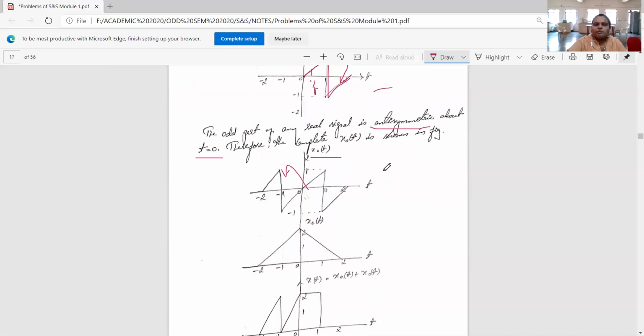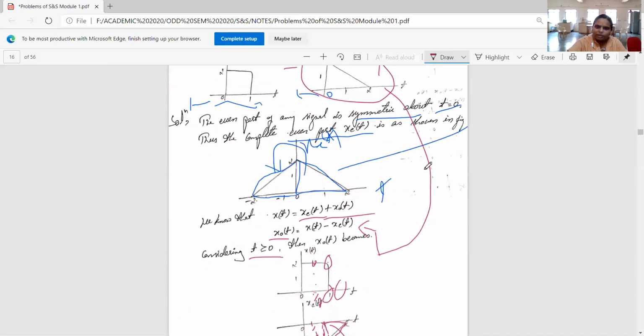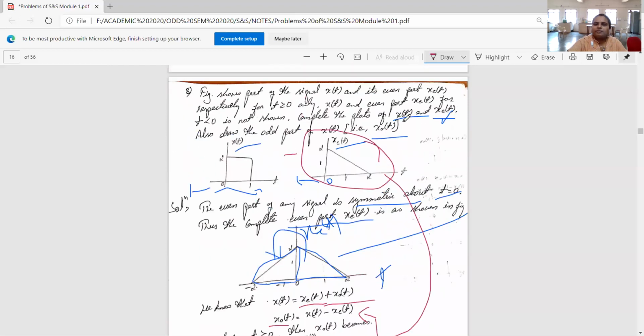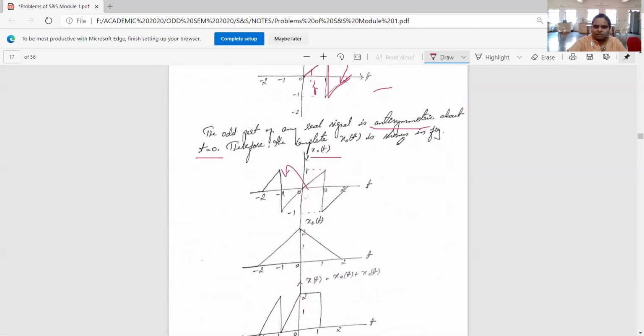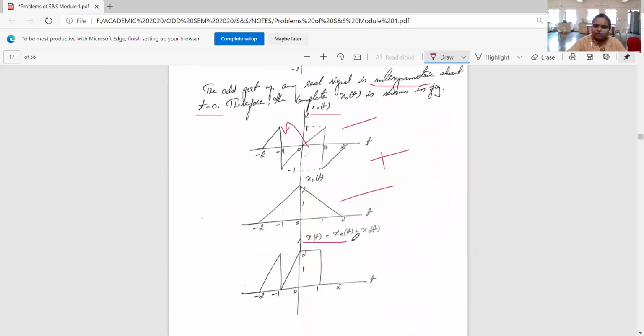Then what you have to do, we have to find what our x of t is. It is only in the positive values. What about the negative? We have to go further. For that reason, we already got our x odd of t and also x even of t. We have to add these two signals, so you will be getting your x of t signal. That's what is written here: x of t is equal to x e of t plus x odd of t.